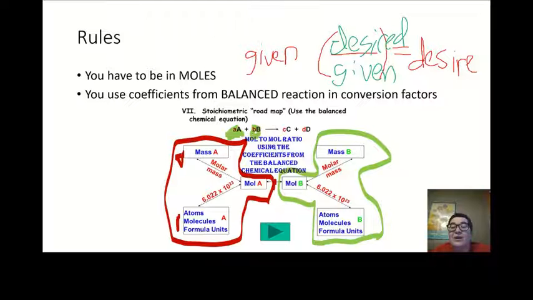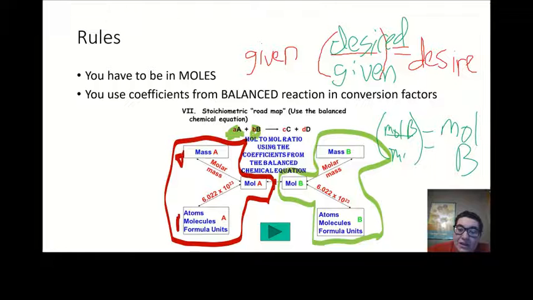That allows us to convert into desired units. So let's say we're trying to figure out how much B we can produce. If I want to know how much B I can produce, my desired is moles of B. So that means my ratio is going to be moles of B over moles of A. And if I multiply that conversion factor by moles of A, my moles of A will cancel and I'll end up in moles of B.